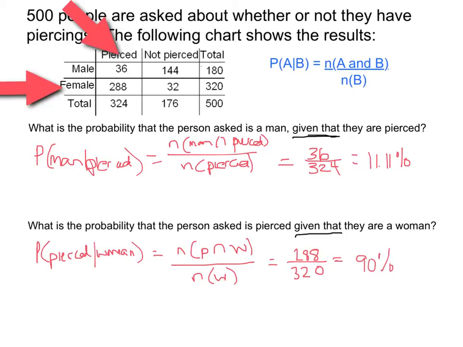So there is a 90% chance that if you ask a person who is a woman, they will actually be pierced. And so we're done.